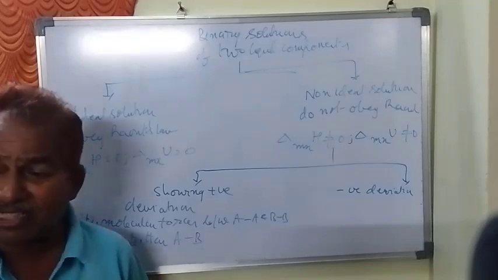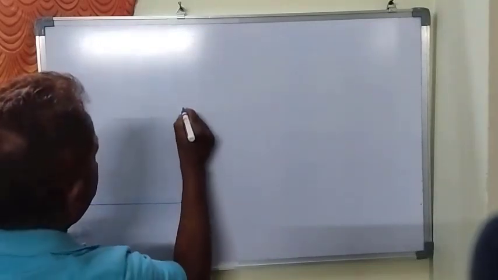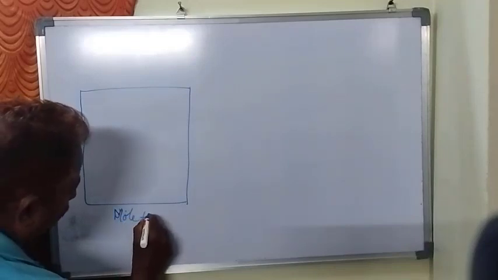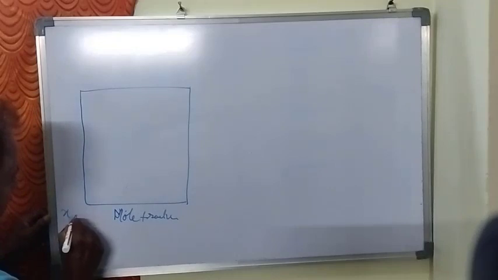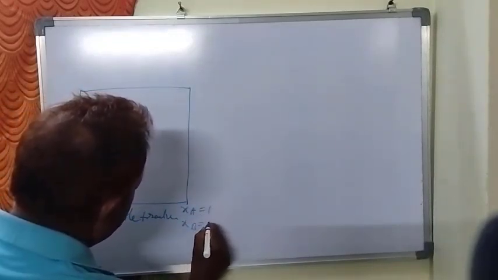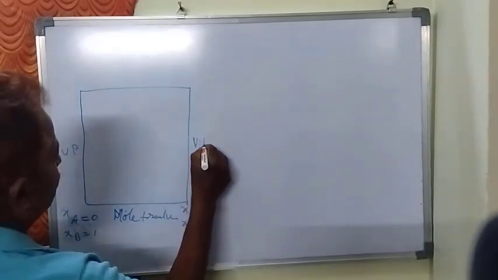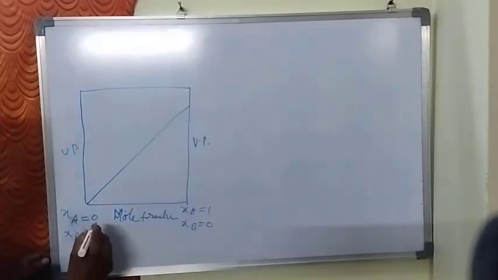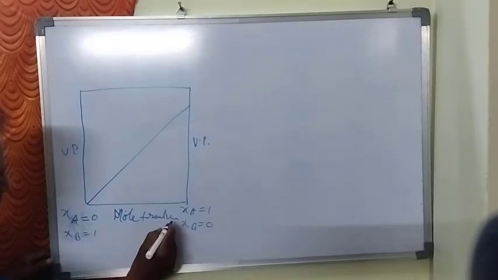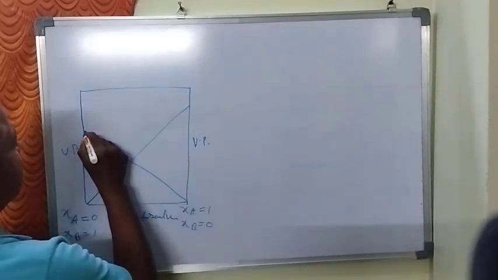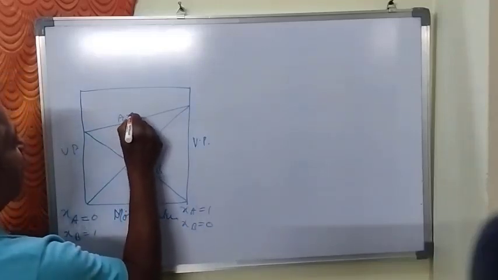Now let us try to understand this in the form of a graph. This is the graph. This is mole fraction. Here XA is equal to 0, XB is equal to 1. Here XA is equal to 1, XB is equal to 0. This is vapor pressure. So the curve increases from 0 and reaches here in this manner, whereas here XB equal to 1 and it starts from XB equal to 0 here. This is A, this is B, this is vapor pressure of A plus B.